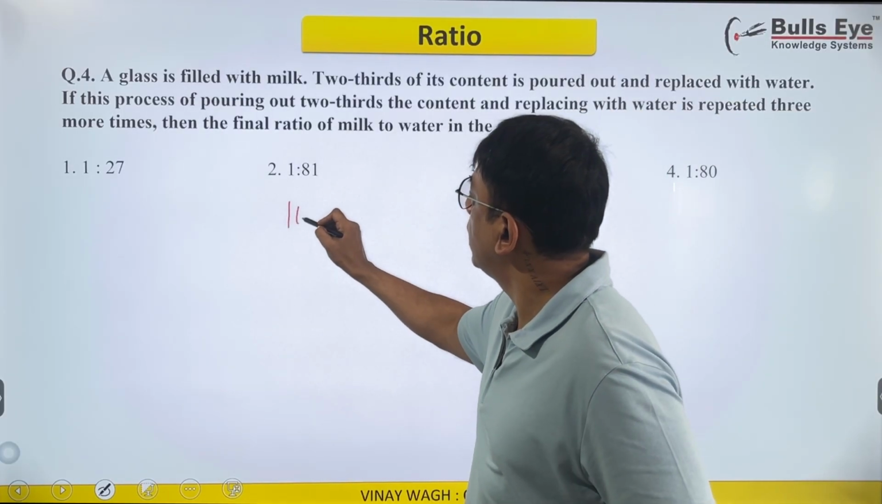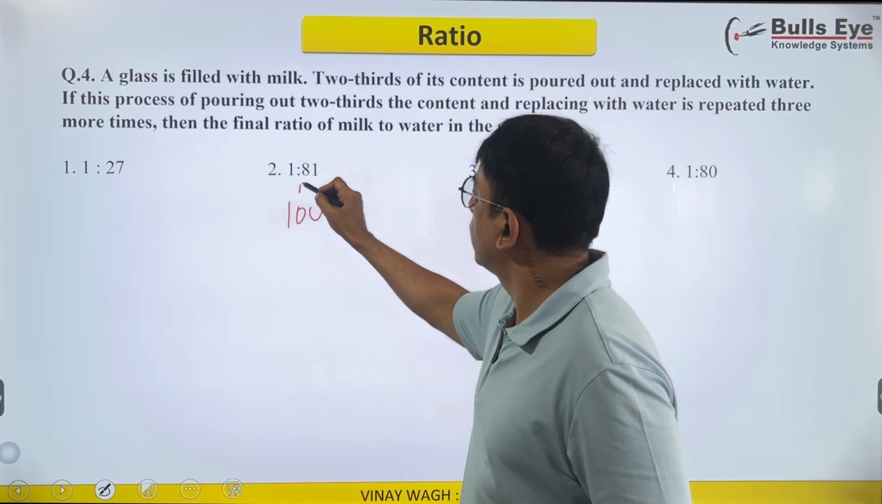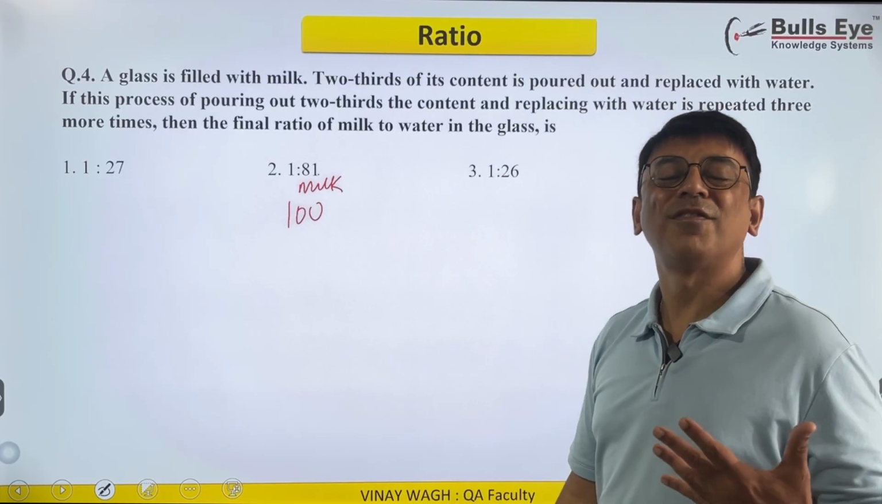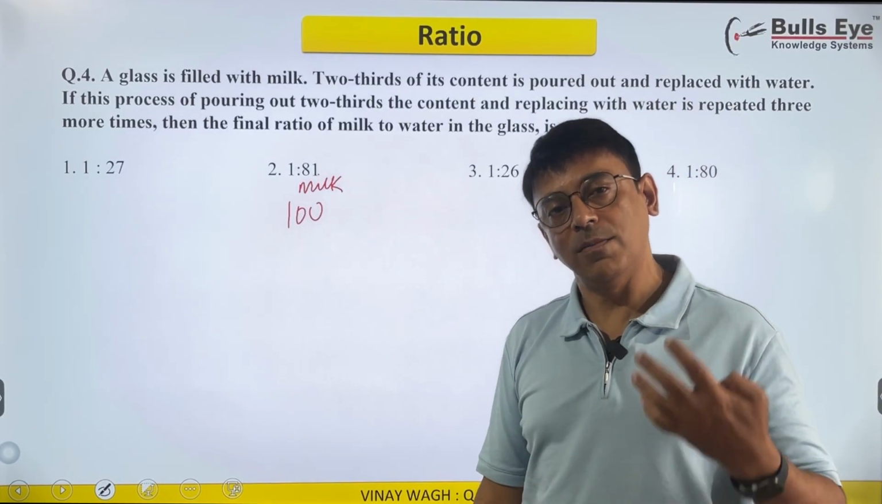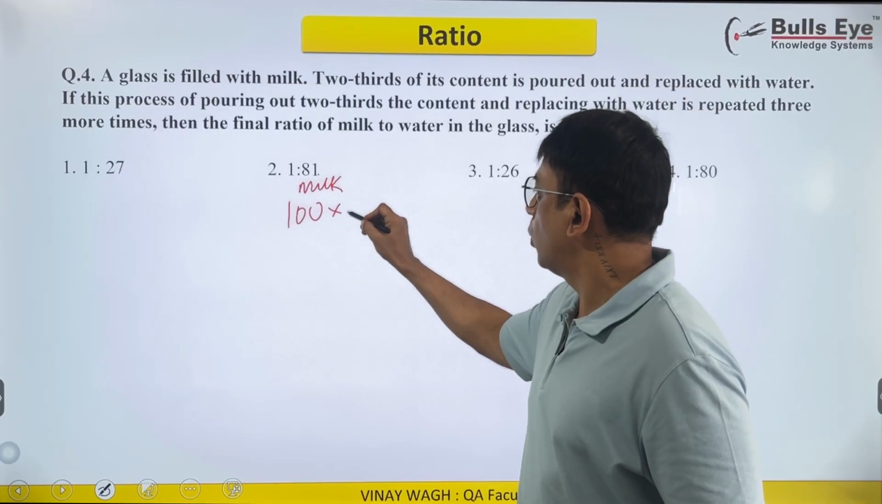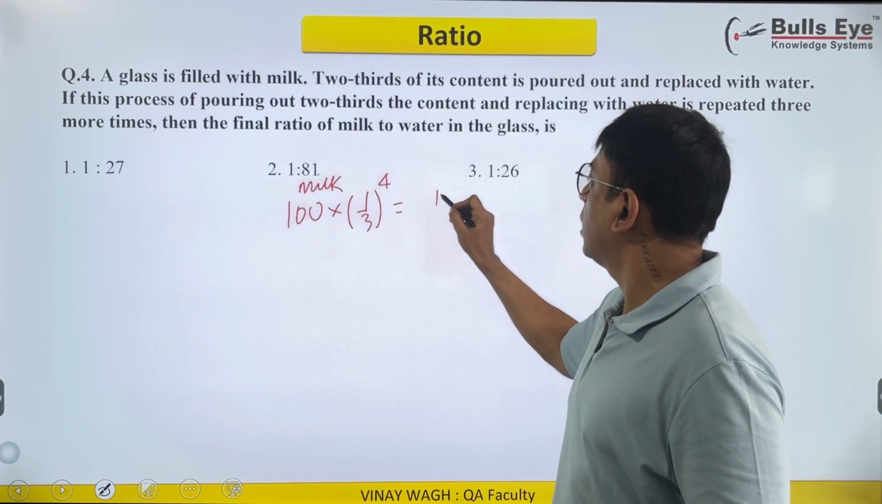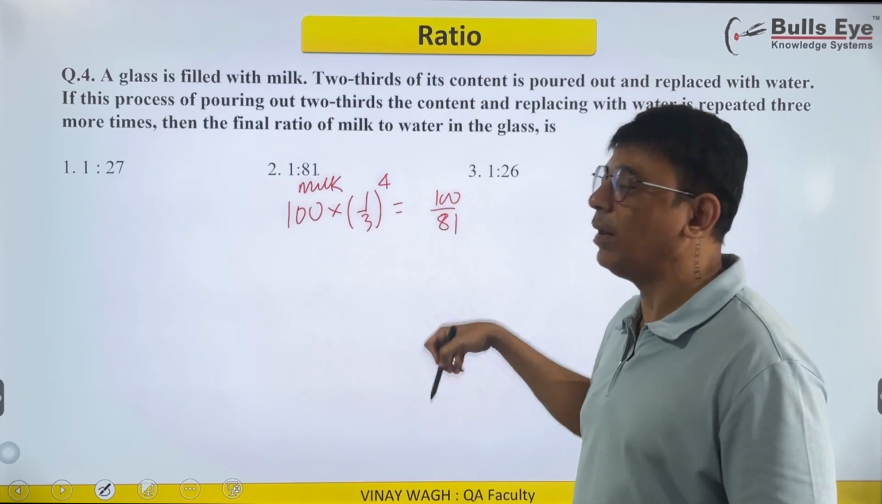So let's say initially it has 100 liters of milk. Two-thirds of it is gone. So left is how much? One-third. And how many times? 4 times. So one-third, one-third, one-third, one-third. This has happened 4 times. So remaining milk is 100 upon 81.